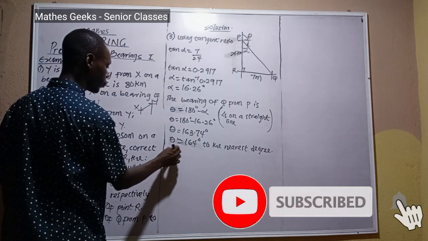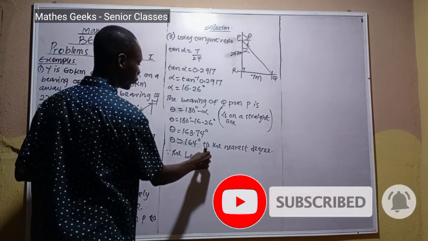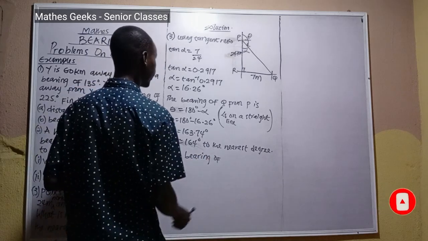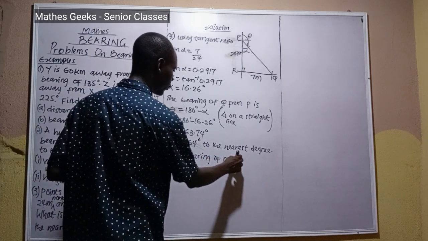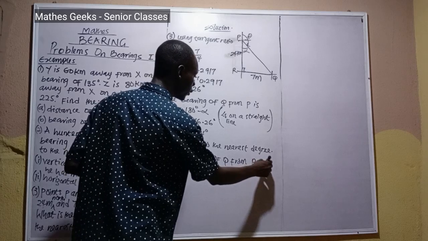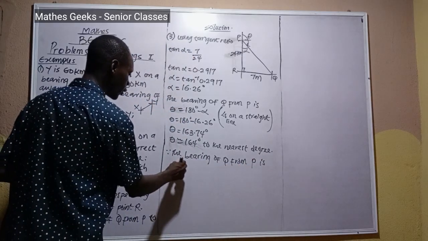So therefore, the bearing of Q from P is 164 degrees.